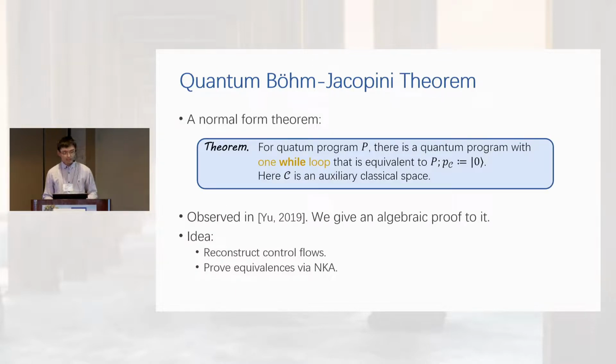We also give an algebraic proof of the quantum Böhm-Jacopini theorem, a normal form theorem for quantum programs. It basically says that for any quantum program, there is an equivalent quantum program with only one while loop. This theorem was observed by Nengkun Yu in 2019, and we give the first algebraic proof of it. The proof idea is simple. We basically redesign the control flows for the program constructs inductively, and then prove their equivalences via NKA.